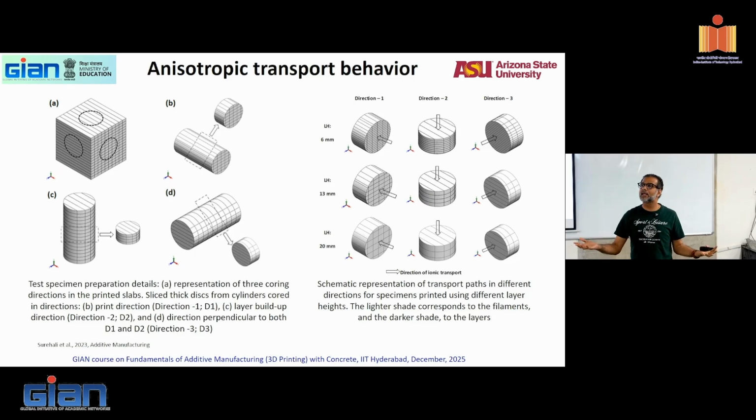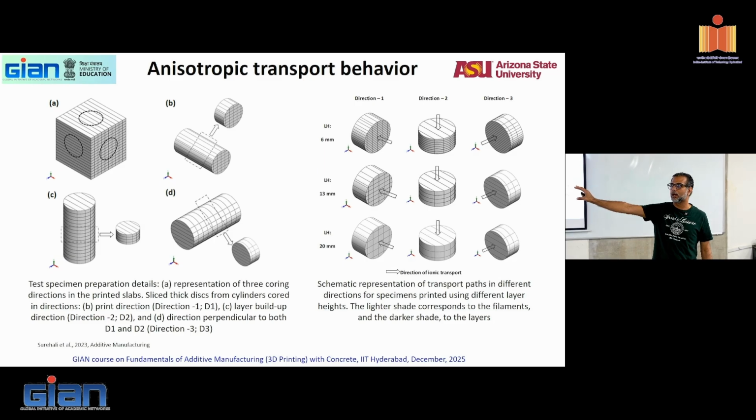So RCPT makes no sense when you have a very highly connected pore structure, and that's why when you have really porous concretes, your RCP value really doesn't make sense. You get a very high number, but it's useless. I mean, RCP generally is not a good test.